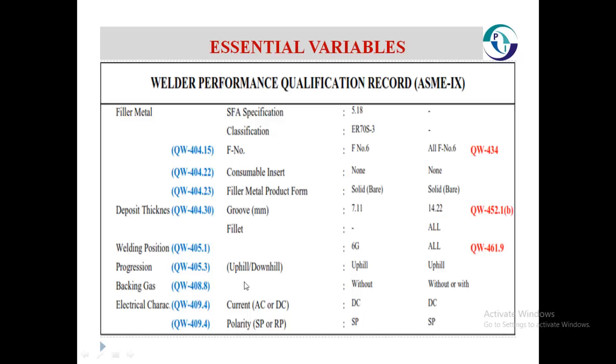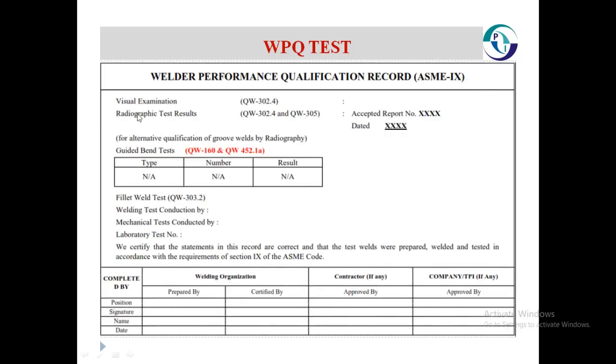If there is any change in an essential variable, the welder should be tested again. As we know, the essential variables are those which affect the mechanical properties of the weldment. So we have to take care about any change in the essential variables for the welder performance qualification. Next is the welder performance qualification test to qualify the test coupon of the welder. Following are the tests to be performed for the welder performance qualification.